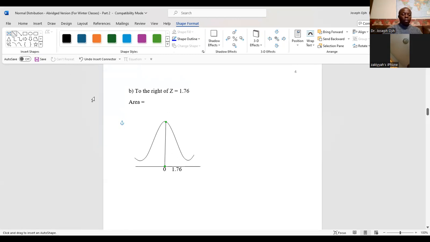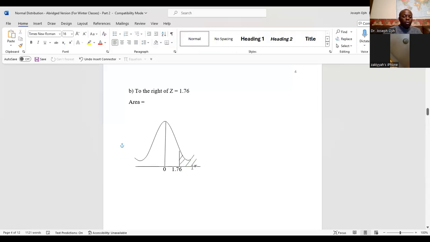So let's put the line for 1.76 right here. To the right of it, I'm going to make a little adjustment. It's right here. Then shade the right of it. You can see, when you shade this place like this, we call it the tail. We call it the tail.